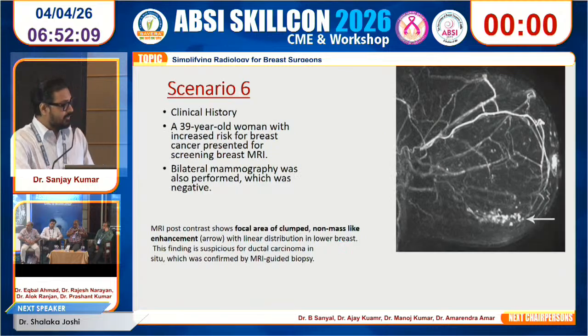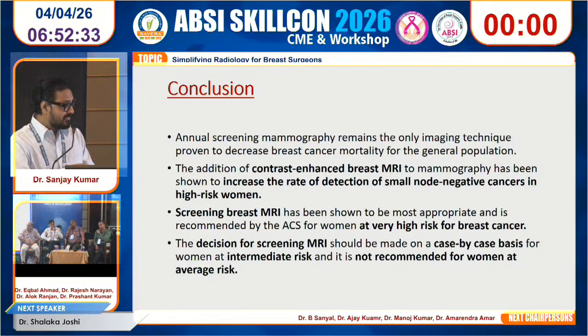And the last one is scenario 6: normal mammogram, normal ultrasound, nothing previously detected, but with a high-risk clinical history, a 39-year-old woman with an increased risk of breast cancer. We can see here on the MRI MIP projection a focal area of clumped non-mass-like enhancement with linear distribution in the lower breast. Annual screening mammography remains the only imaging technique proven to decrease breast cancer mortality in the general population. But the addition of contrast-enhanced MRI increases the rate of detection of small node-negative cancer in the high-risk patient.